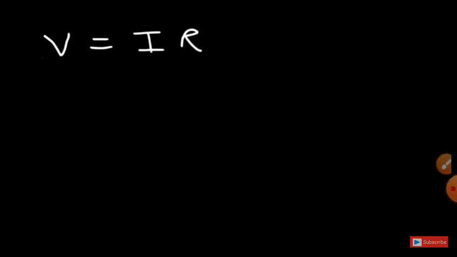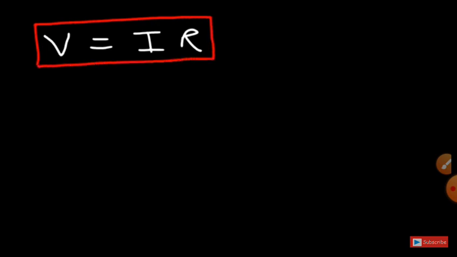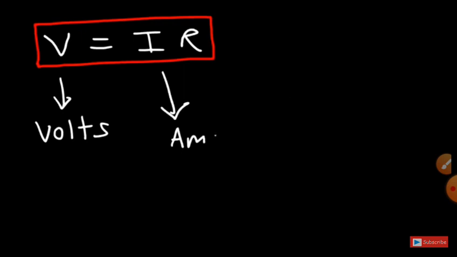between voltage, current, and resistance. Perhaps you've seen this equation. V is equal to I times R. V stands for voltage, I stands for the current, R is resistance. Voltage is measured in the units volts. I, which represents the current, is measured in amps. And R, the resistance, is measured in ohms.